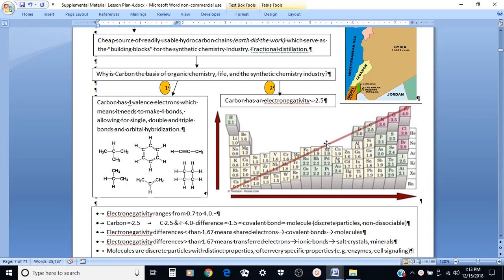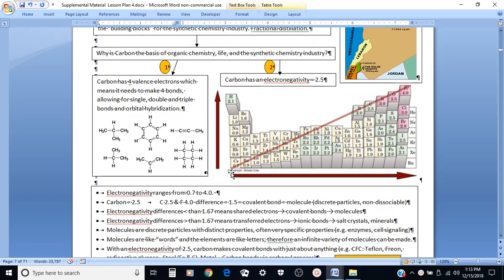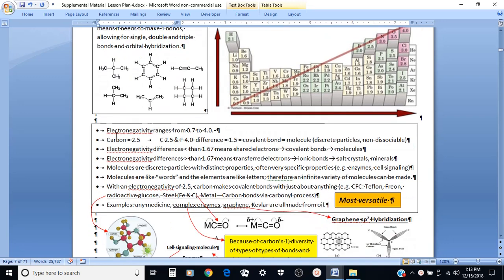All right. And as far as attraction for electrons, metals tend to have low attraction. That's why they're good conductors of electricity. They give them up easy. They let them pass. They pass them on. So let those electrons flow. Now, electronegativity ranges from 0.7 to 4.0. Carbon with 2.5 is pretty much right smack dab in the middle.